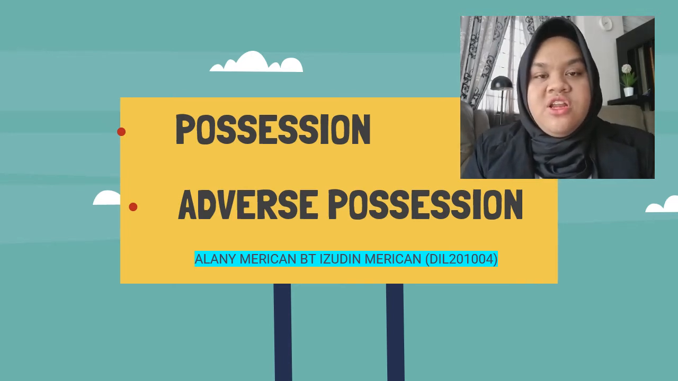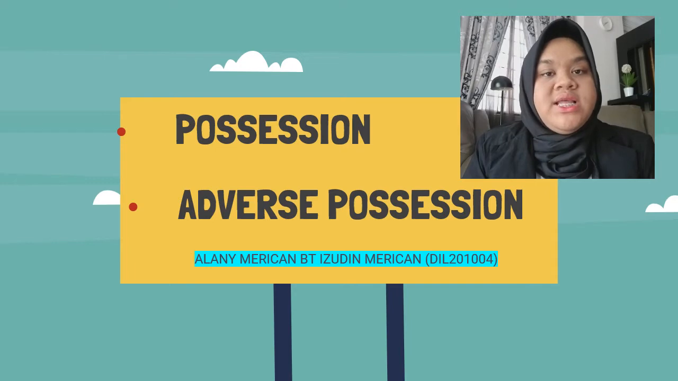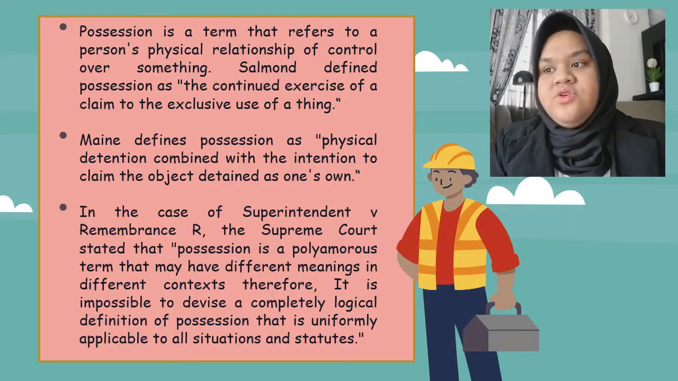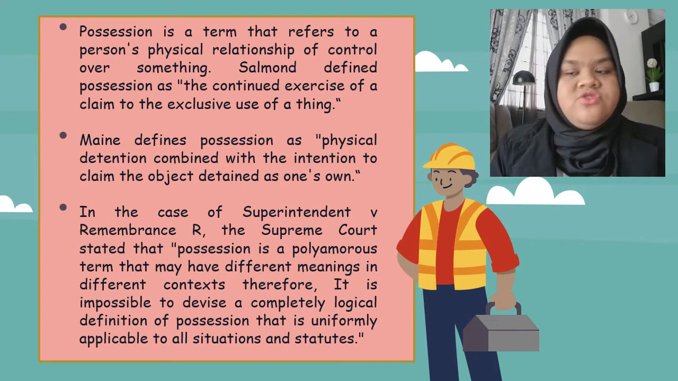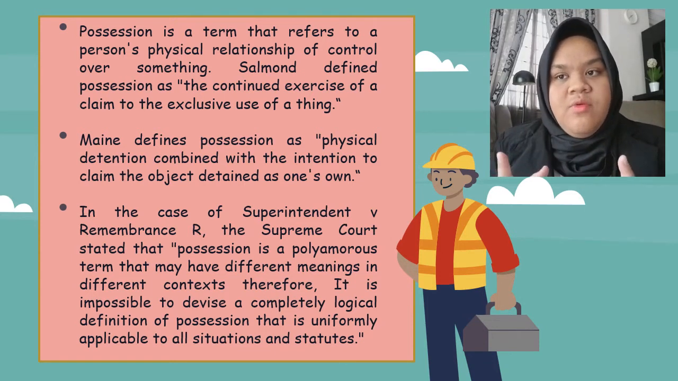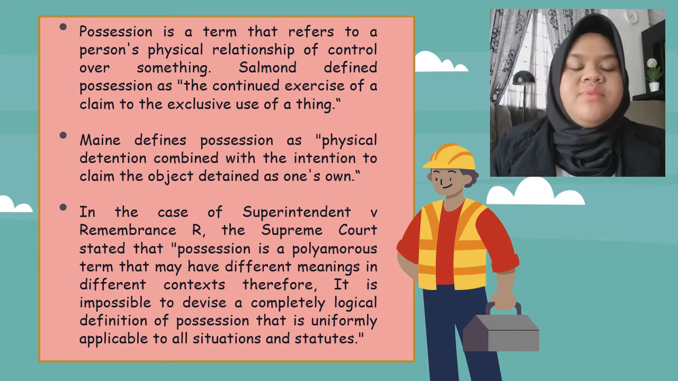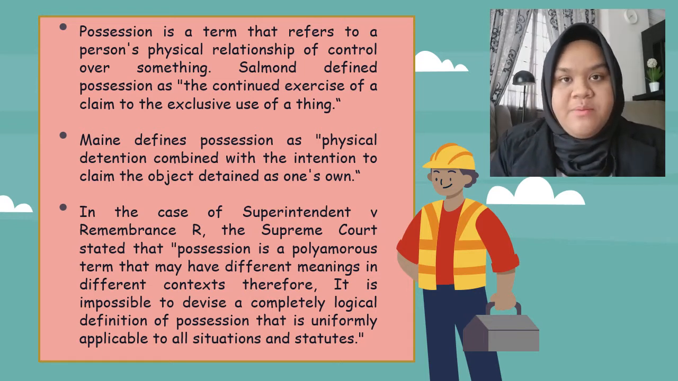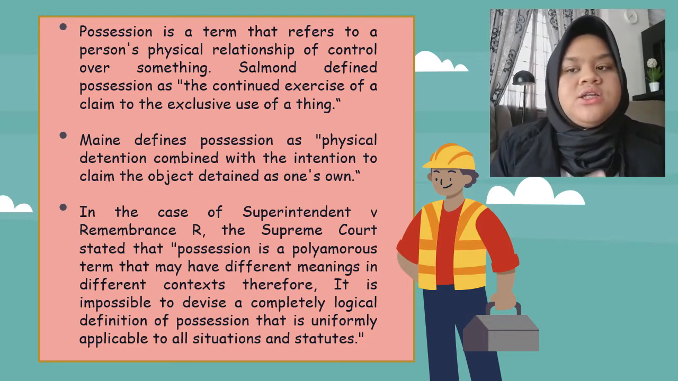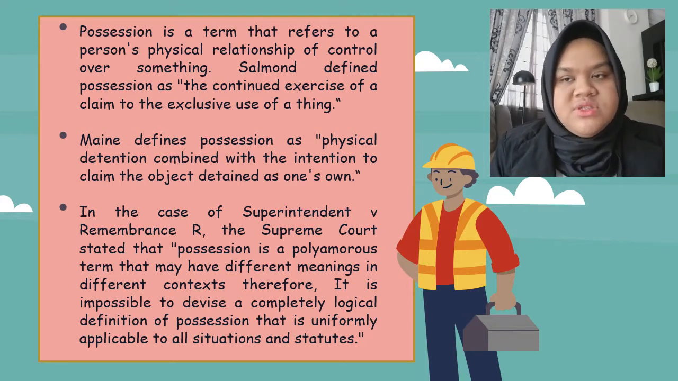Today I'll be talking about the definition of possession, what adverse possession is, and adverse possession of land in Malaysia. So, what exactly is possession? Possession is a term that refers to a person's physical relationship of control over something. Salmond defined possession as the continued exercise of a claim to the exclusive use of a thing. Maine defined possession as a physical detention combined with the intention to claim the object detained as one's own.